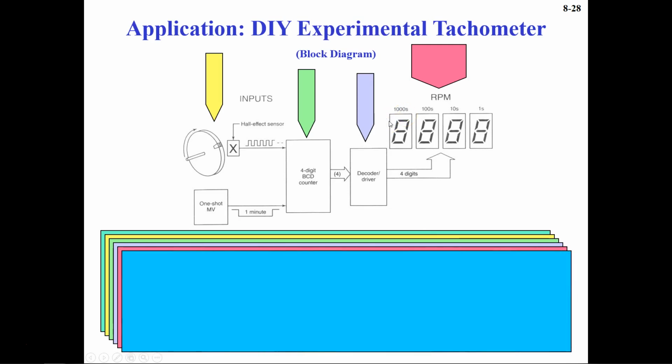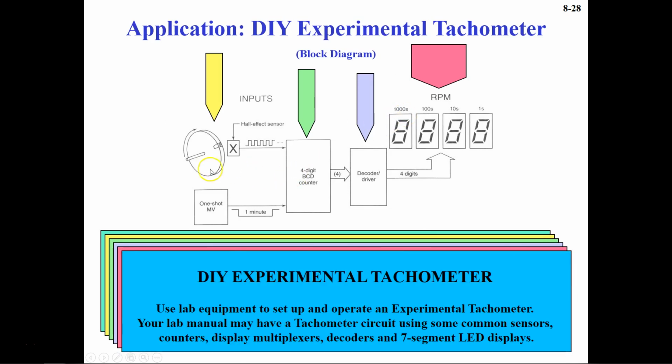So let's see what it says here. DIY experimental tachometer: use lab equipment to set up and operate an experimental tachometer. Your lab manual may have a tachometer circuit using some common sensors, counters, displays, multiplexers, decoders, and 7-segment displays. So you can perform this experiment and let your instructor know how it works out.